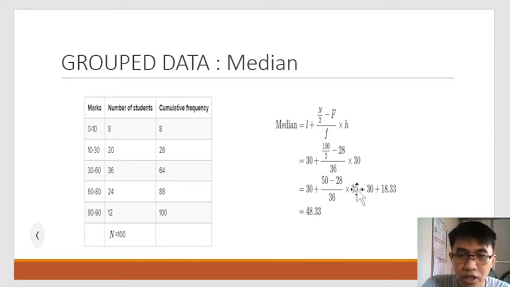So substituting using the formula, we will get the median for this group data, 48.33. So ito na po yung median natin. Kung ang tinatanong is the exact median, this would be 48.33.